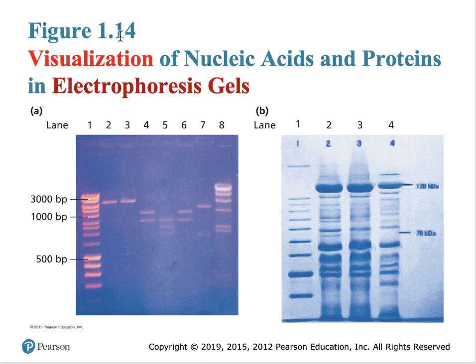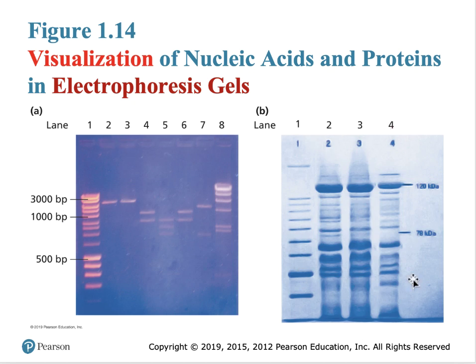Figure 114 shows us two gels. This gel is a DNA gel. There's your marker, and these are your samples that were run by the scientist, and here is another marker. So you can see, if you know the size of these bands, you can then estimate the size of the bands in lanes 2 to 7.